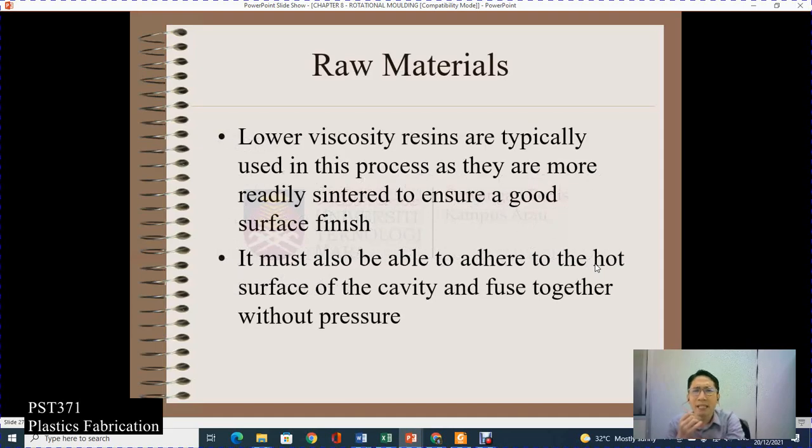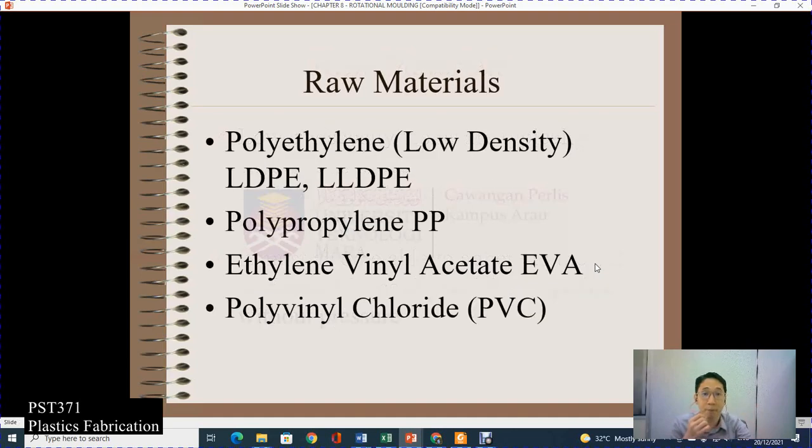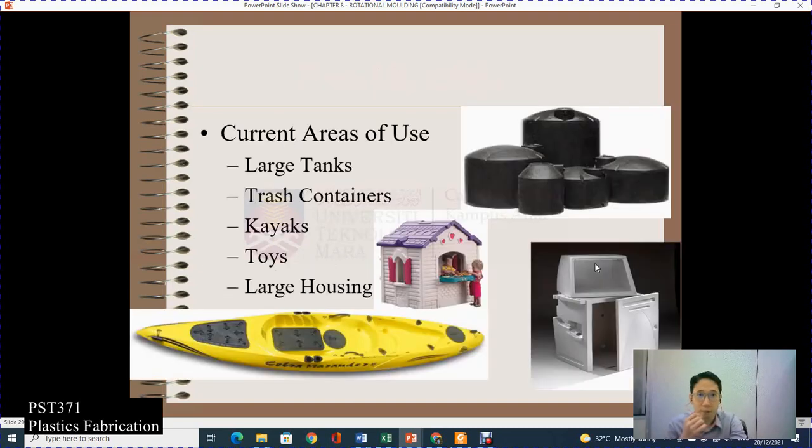Okay, in terms of raw material, lower viscosity materials are typically used in this process as they are more readily sintered. To ensure a good surface finish, it must also be able to adhere to the whole surface of the cavity and fuse together without pressure, because it is a pressure-free molding technique. The raw materials commonly used in rotational molding are PE, polyethylene, either LDPE or LLDPE, because you don't want high density material. And then we use polypropylene, and then we have EVA, ethylene vinyl acetate, and also PVC material.